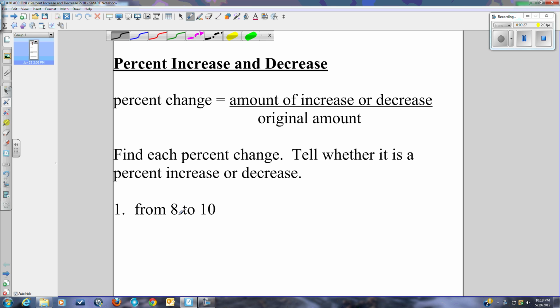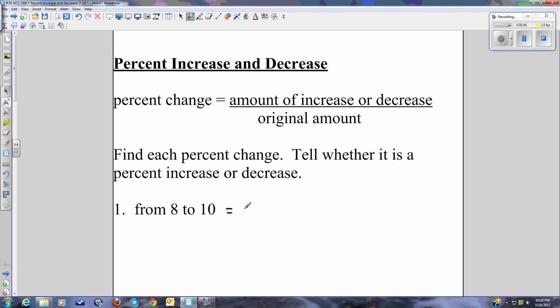Now, if you want to go from the number 8 to 10, so let's say something cost $8 a year ago and today it costs $10, and you want to know what percentage it's increased in price in the past year. Well, we're going to use our formula. The amount of increase is $2, or 2. The original amount was 8.